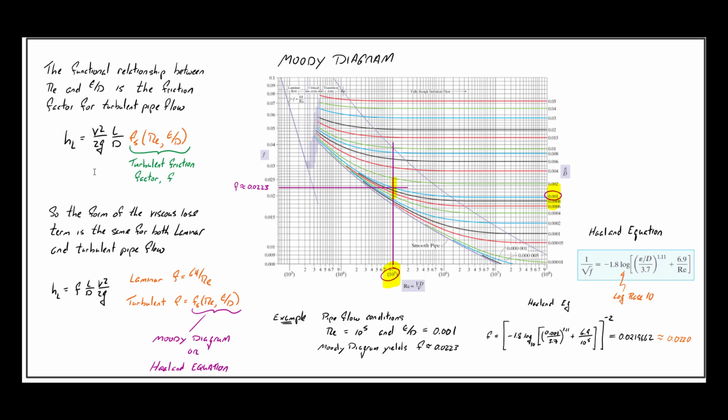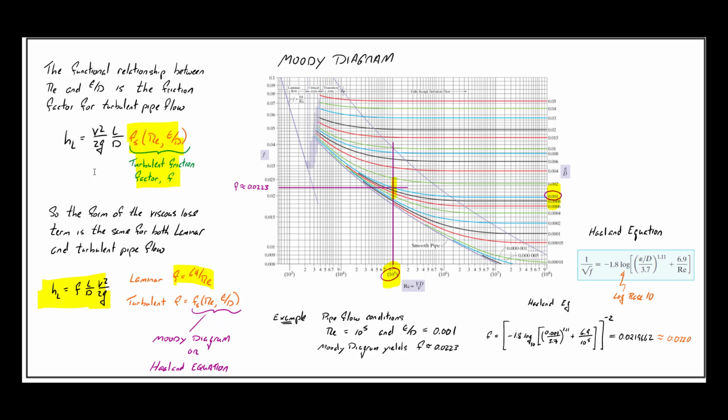Our final step is to recognize that the functional relationship between the Reynolds number and epsilon over D is the friction factor for the turbulent pipe flow. So we can now take this whole term and call it f. The form of the viscous loss term is the same for both laminar and turbulent flow. The loss term is f L over D V squared over 2G, except for how the friction factor is defined. For laminar flow, it's 64 over the Reynolds number. For turbulent flow, it's this function.